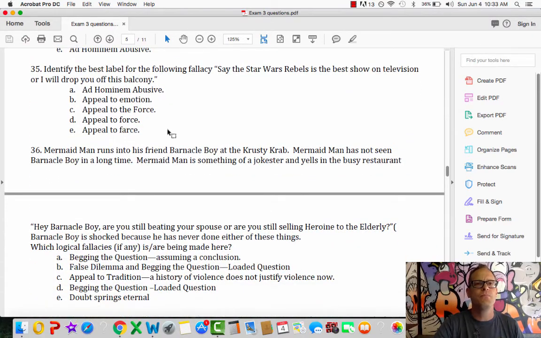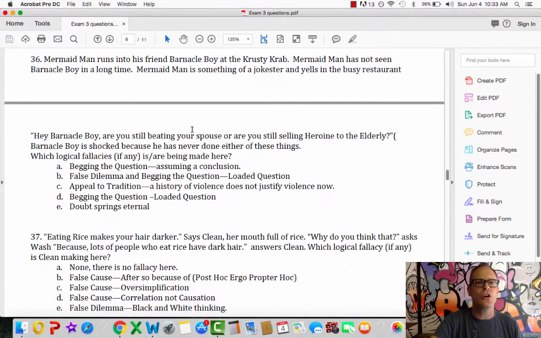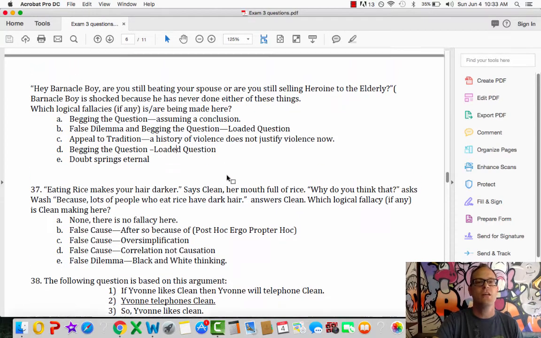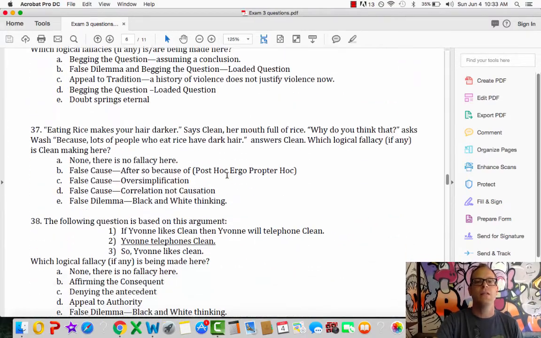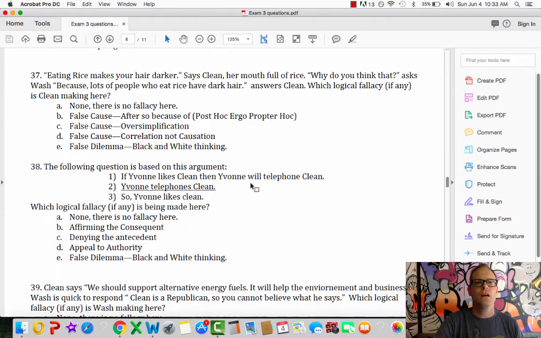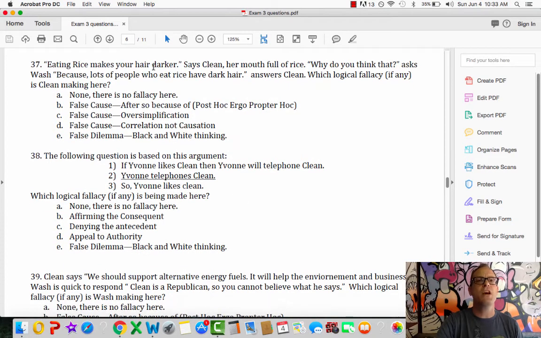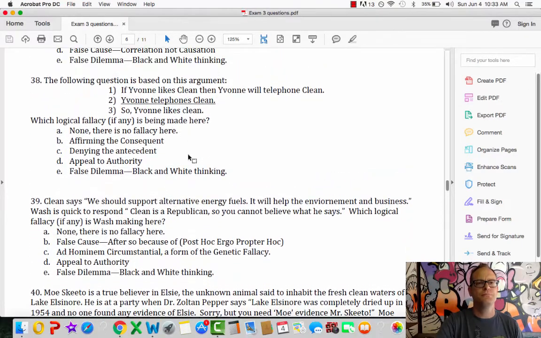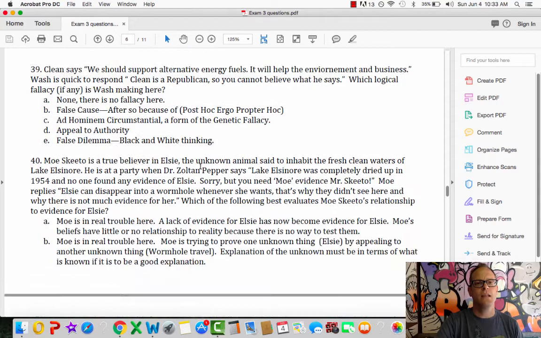Okay, 35 should look familiar. Number 36. I would just be familiar with each of these fallacies listed here and try to determine, right, is this an appeal to tradition? Is this false dilemma? Begging the question? Is it begging the question, assuming a conclusion, or begging a question, loaded question? Should be able to apprehend that one fairly straightforwardly. We covered this one in class, number 37. It's okay.